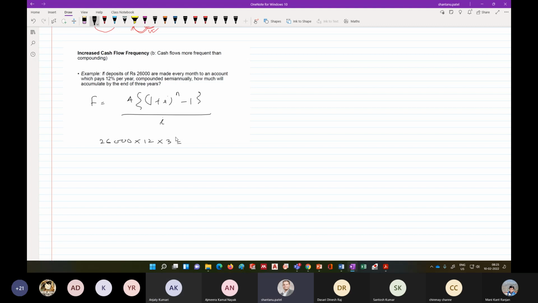Okay, so let's quickly solve this. It says a deposit of 26,000 is made every month to an account which pays 12% per year, compounded semi-annually. How much will accumulate by the end of 3 years? So what is happening here is every month we are depositing 26,000. First 1, 2, 3, 4, 5, and let's say 6.